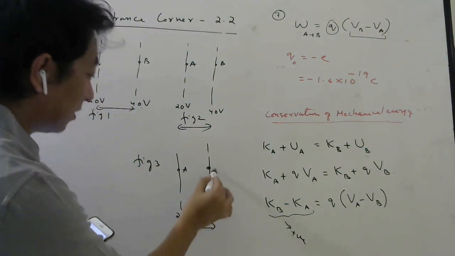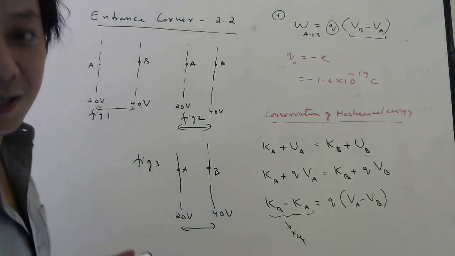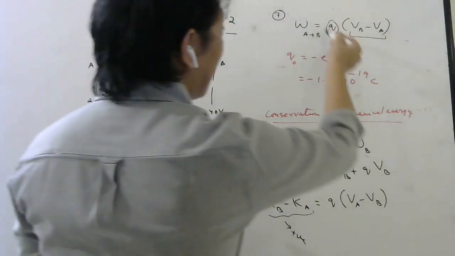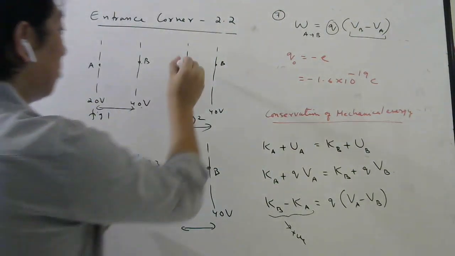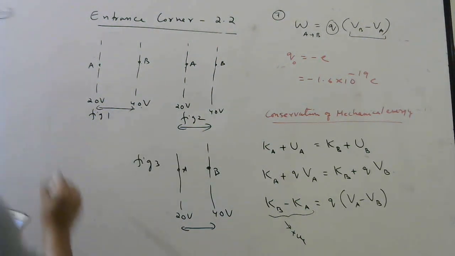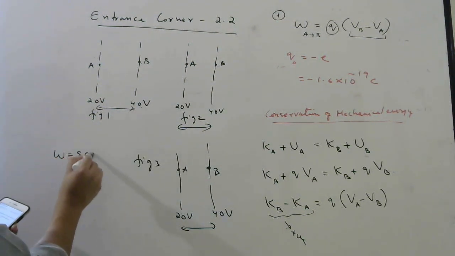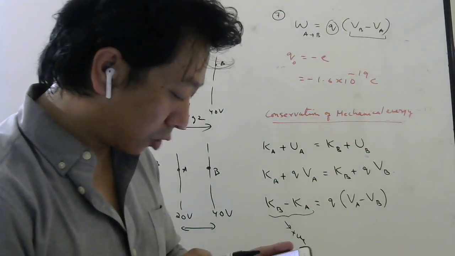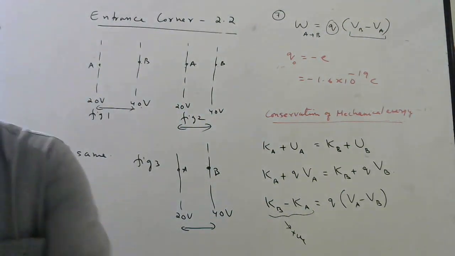Here potential difference is how much? 40 minus 20. So in all these cases, potential difference is same, and same charge you are moving from point A to B, point A to B, point A to B in each case. So work done will be same in all the cases. So which is the right option? Option C. Work done is same in each figure.